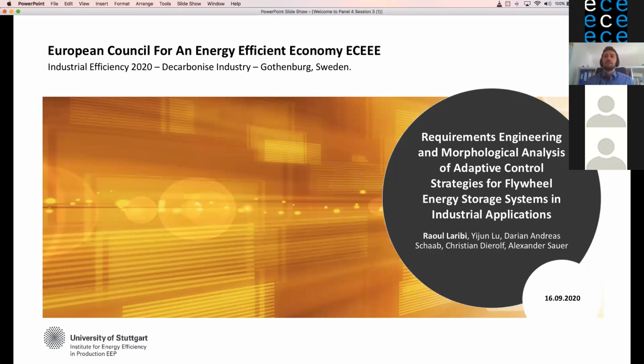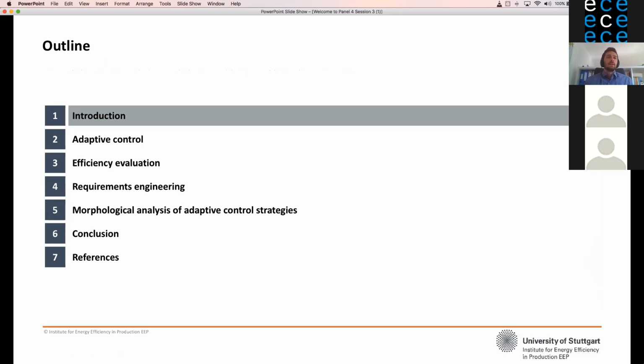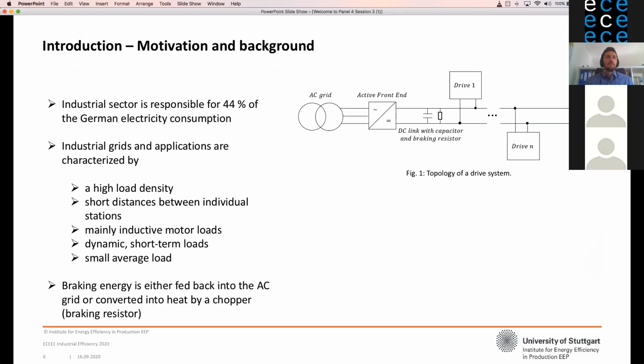The title of my paper is Requirements Engineering and Morphological Analysis of Adaptive Control Strategies for Flywheel Energy Storage Systems in Industrial Applications. The introduction is followed in my outline by the definition of adaptive control. Then I will talk about efficiency evaluations and measurements. Afterwards, I'm going to present the requirements engineering, key requirements. Then I'm going to present the morphological analysis of adaptive control strategies, and finally conclude.